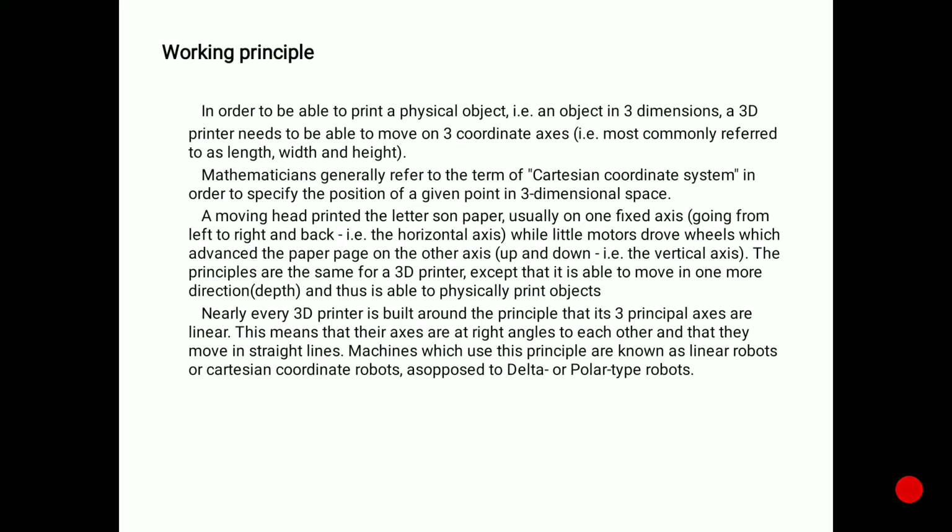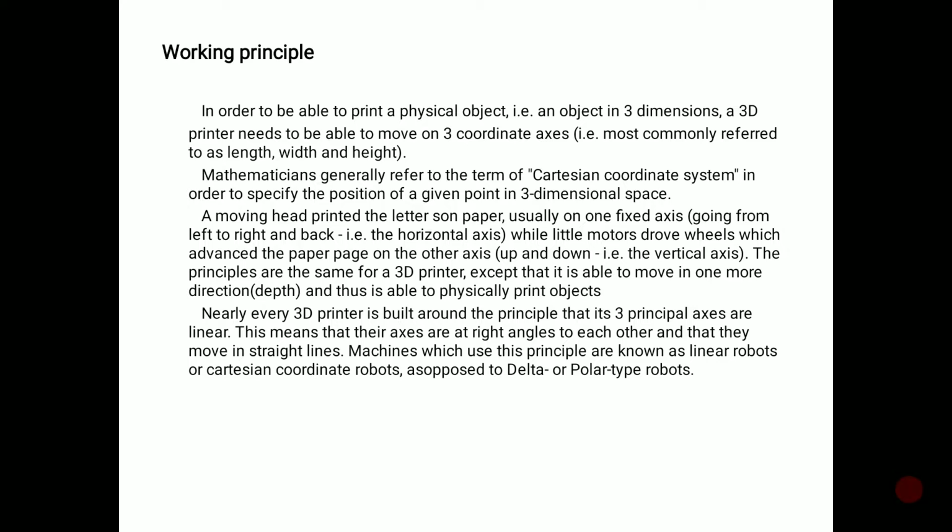3-dimensional space. A moving head printer, like a laser printer, usually moves on one fixed axis from left to right and back, that is the horizontal axis, while the rollers draw wheels which advance the paper page on the other axis. The principles are the same for the 3D printer, except that it is able to move in one more direction and thus is able to physically print the object.